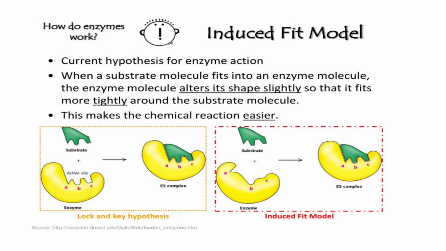See what is the difference between the lock and key mechanism and the induced fit theory. The lock and key theory was proposed by Fischer in 1894 and the induced fit theory was proposed by Koshland in 1958. The second difference is that the active site of the enzyme in the lock and key mechanism is rigid, and the active site is flexible in the induced fit theory. In the lock and key mechanism, only one kind of substrate can fit.